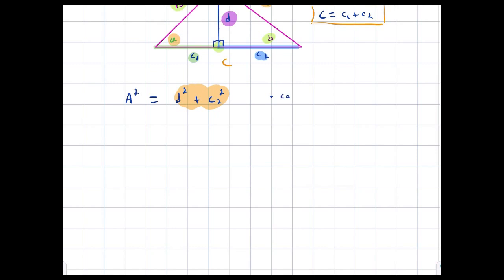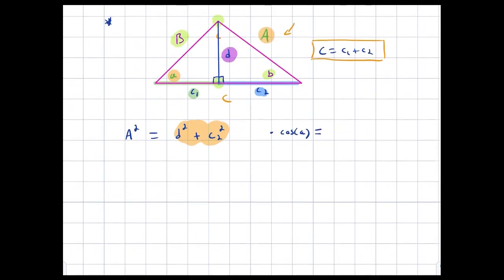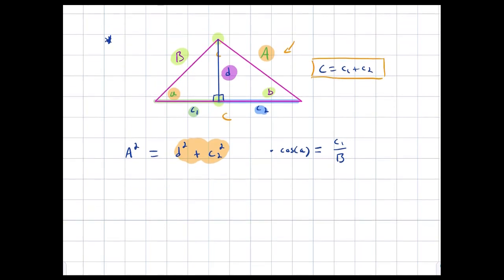We put a bullet point here. What is cosine of A? I need a cosine of A in here. Well, it is going to be C1 divided by B, the adjacent over the hypotenuse. That's just the definition of cosine. So I have my cosine of A in there.